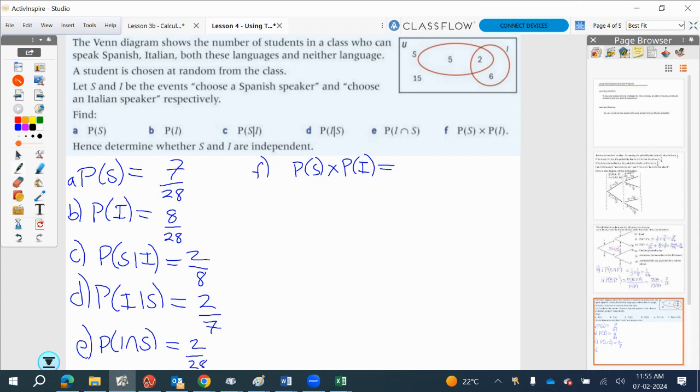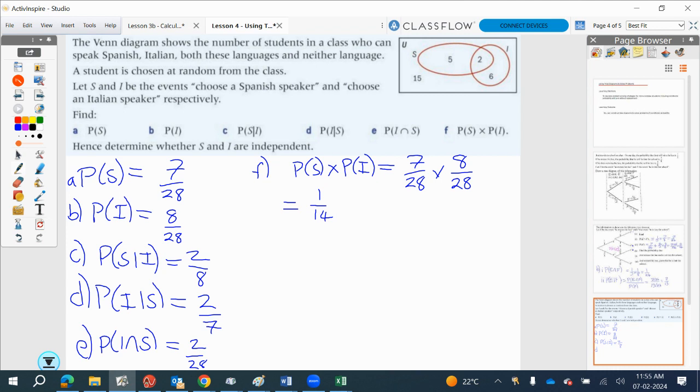What's the probability of S? 7 over 28. And the probability of I? 8 over 28. Put this into our calculator and simplify. What do we get? 1 over 14. Last question.